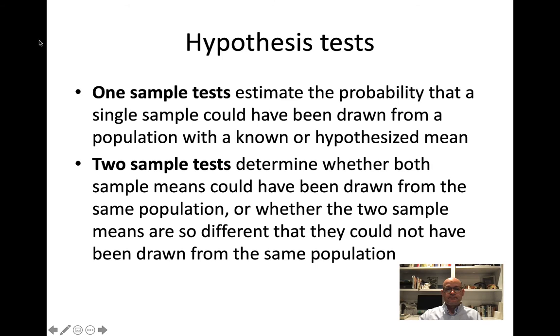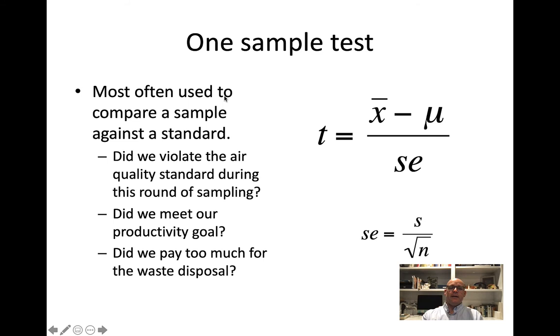The one-sample test is very, very simple. The t is a measure of difference. Difference is subtraction in math language. X bar, the mean of the sample, is subtracted from mu, the population mean or the standard. And SE is the standard error, which is the standard deviation divided by the square root of n. The standard error gives an estimate of precision around our mean, how confident we are about our mean.